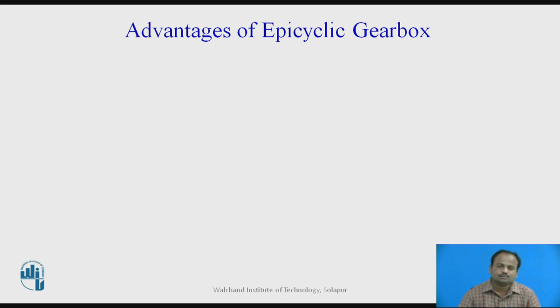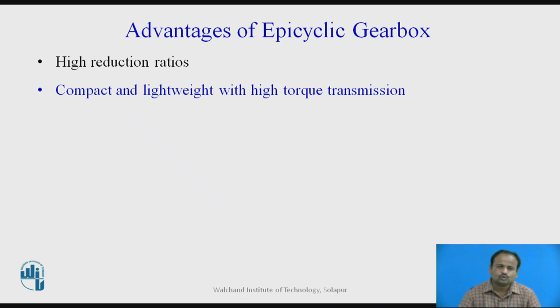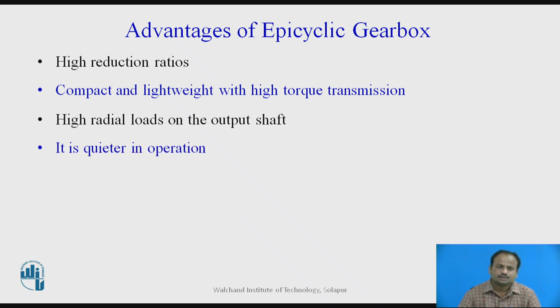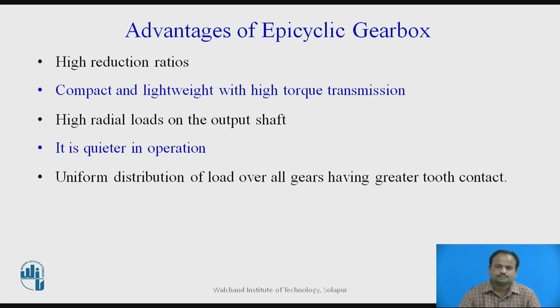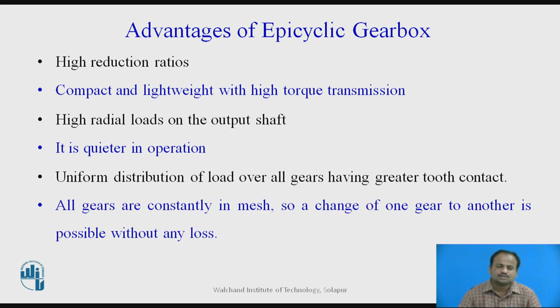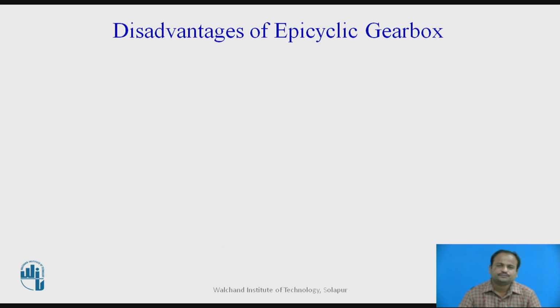Advantages of epicyclic gearbox: high reduction ratios, compact and lightweight with high torque transmission, high radial loads on the output shaft. It is quieter in operation, with uniform distribution of load over all gears having gear tooth contact. All gears are constantly in mesh, so a change from one gear to another is possible without any loss.